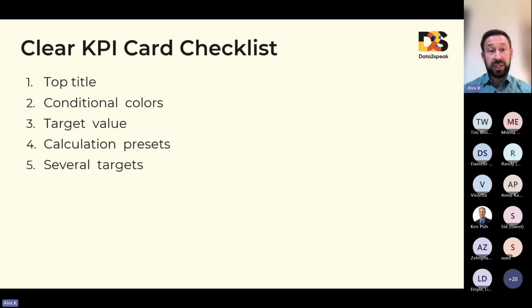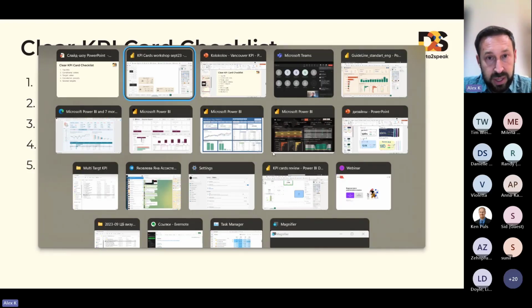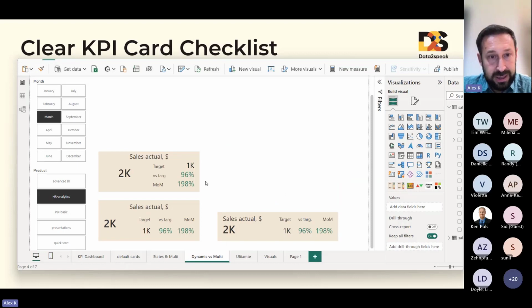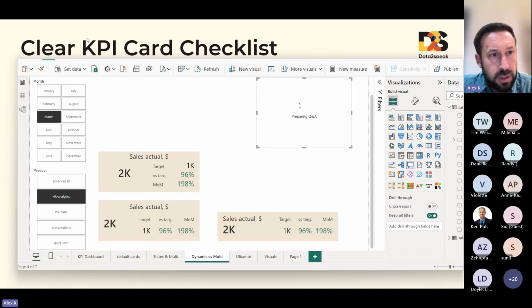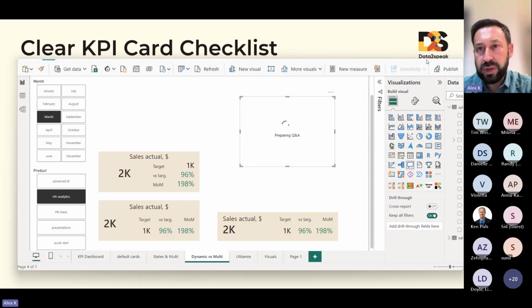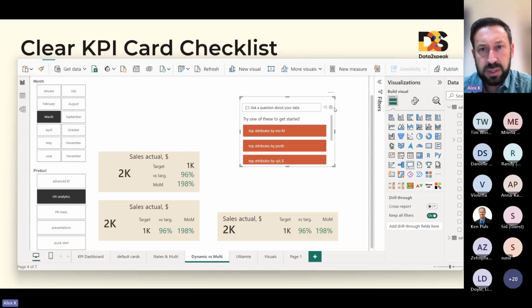Next point, several targets. What I already displayed, here we had 2 targets. What's wrong with my Power BI screen? I need to go to full screen mode, but something goes wrong.